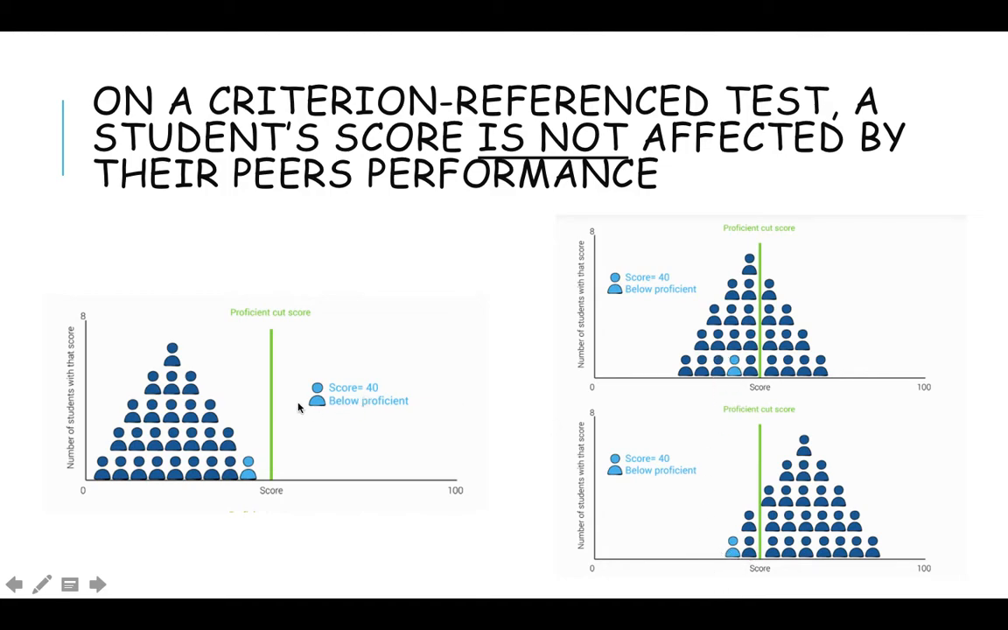And what this is showing here is, check this out, Gerard's score was the top of the entire class. However, he still scored below proficient. Here, Gerard's score, he was kind of average compared to the rest of the class, but again, he's still below proficient. Here, he's the lowest in the class, and again, he's still below proficient. So what this is showing you is that Gerard, the light blue dude, his scores have nothing to do with the rest of the class.